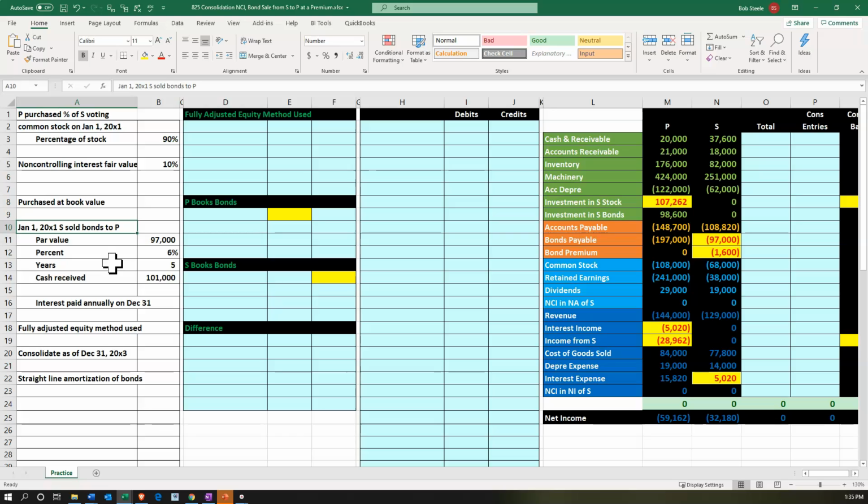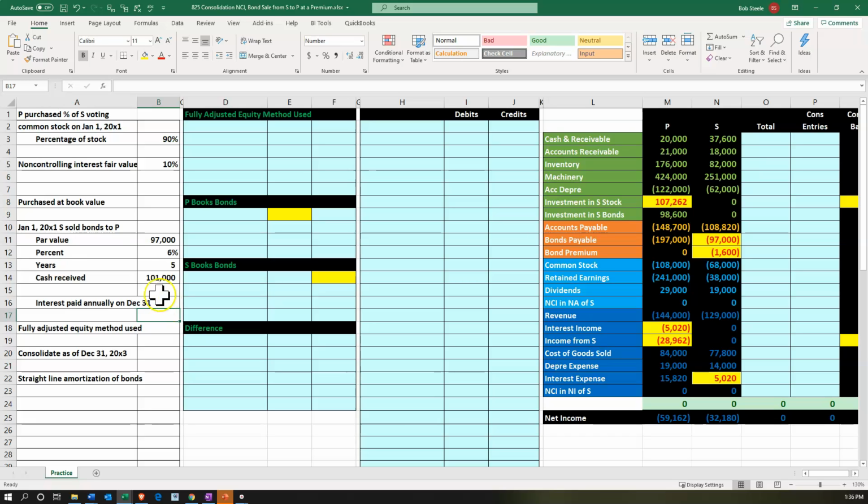On January 1st, 20X1, S sold bonds to P. So now we're going from S to P on the sale of the bonds. Par value is going to be that 97,000. The rate on the bond is 6%, 5 years. Cash received was 101,000, therefore it was sold at a premium. The interest is paid annually in December, so we don't have semi-annual payments, we have payments once a year at the end of the year.